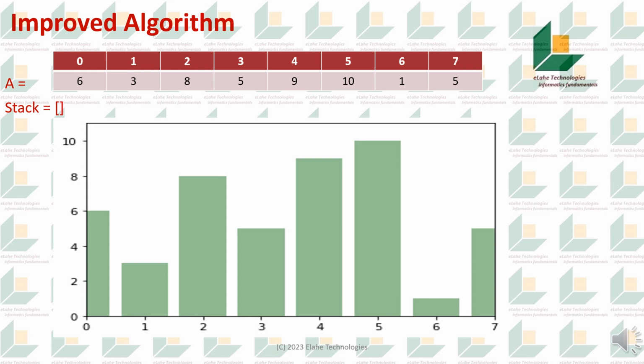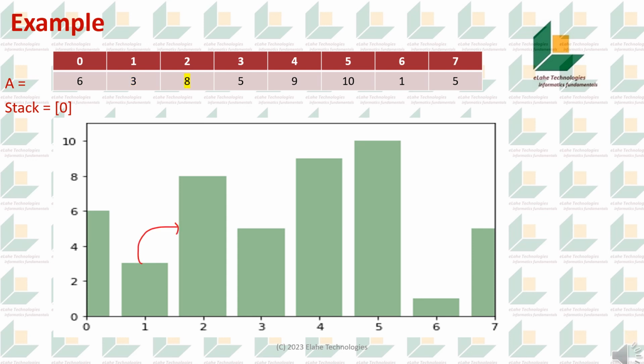The input array of integers is 6, 3, 8, 5, 9, 10, 1, 5. A[0] equals 6. The stack is empty and 0 is pushed onto the stack. The top of stack entry is now 0. A[1] equals 3. Since A[1] is less than A[0], the index 1 is pushed onto the stack. The top of stack entry is now 1.